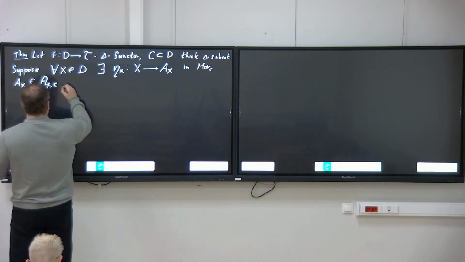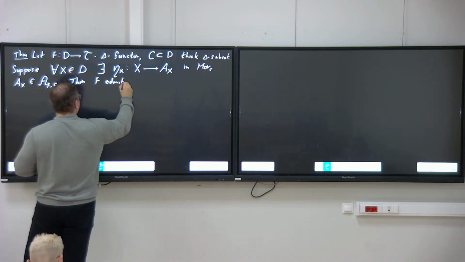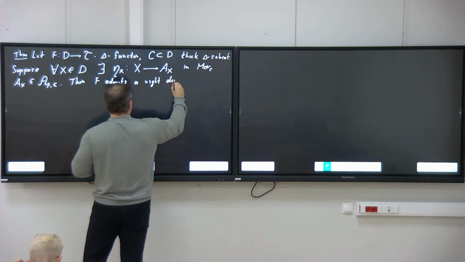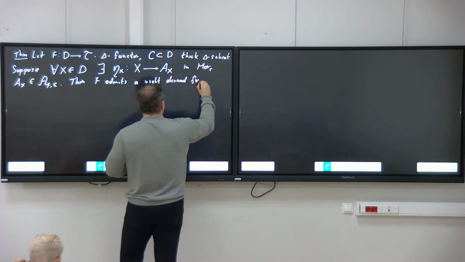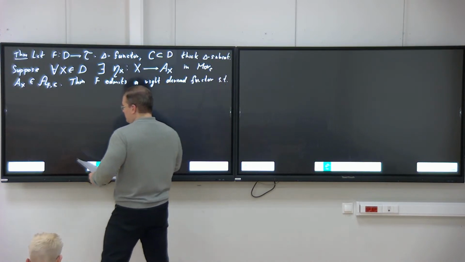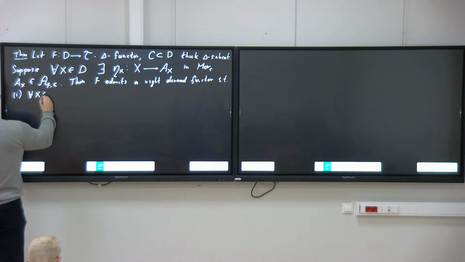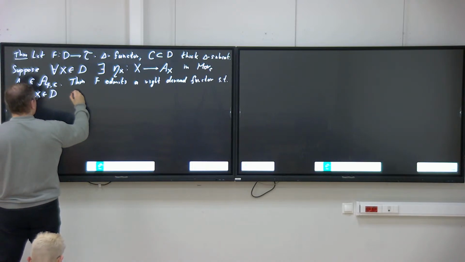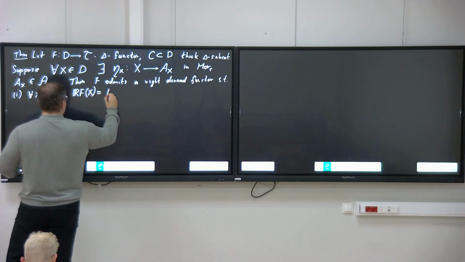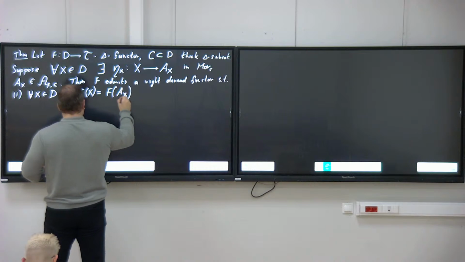So then F admits the right derived functor, such that we have two additional observations. The first one is that for any object X in the translated category D, if you compute the derived functor on the object X, you'll get the same thing as just the functor F computed on the resolution A sub X.